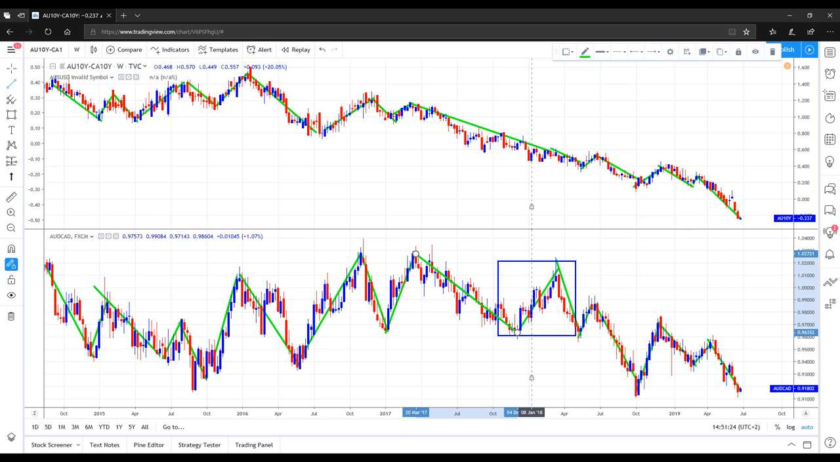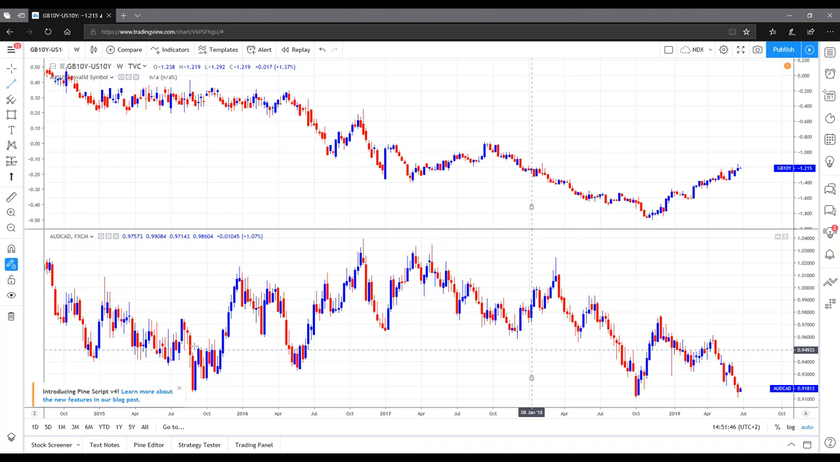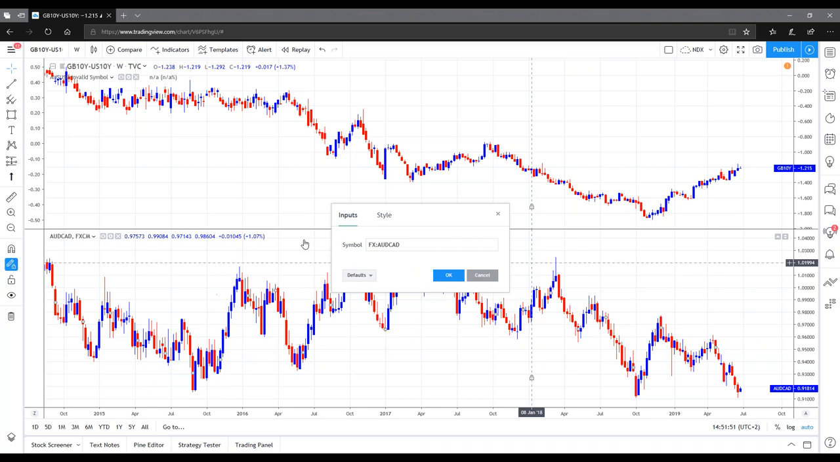Now, of course, the British gilt. So let's just put in the British gilt minus the US 10-year. This would be an interesting one to look at. The extra risk here, of course, would be Brexit. Let's see if the Brexit premium or discount has been built in.